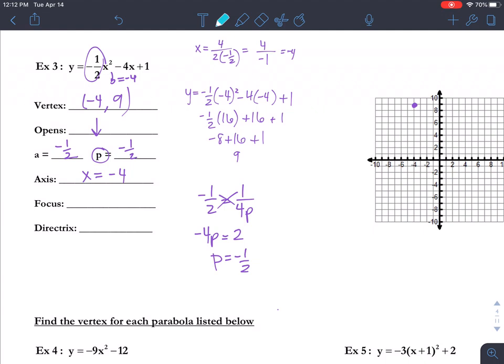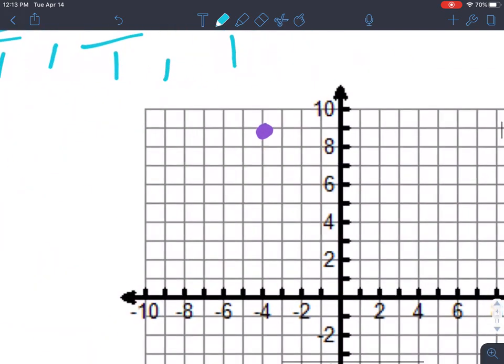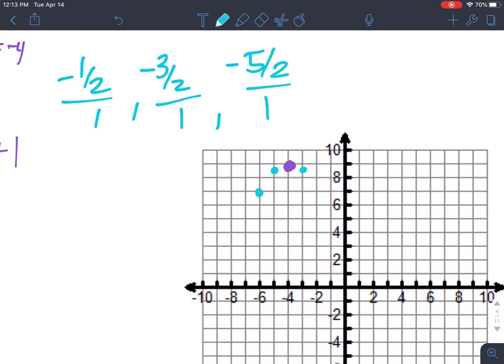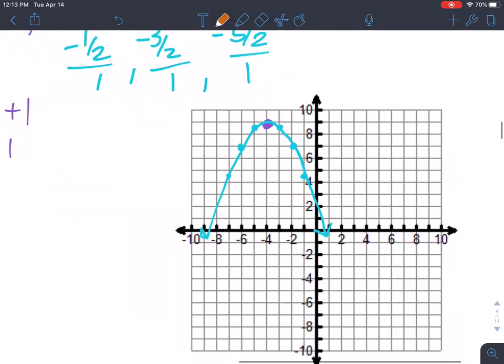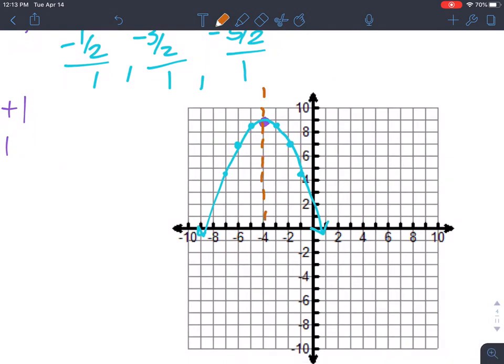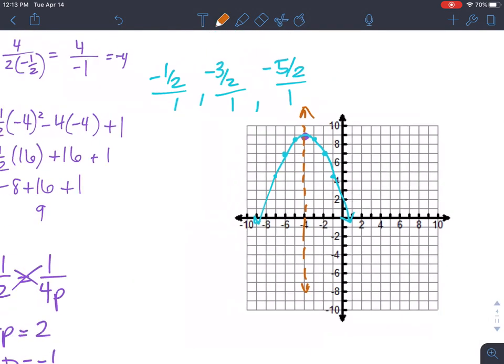Okay, and then we just have our final details to draw in. First, we need to draw our parabola. We have an a value of -1/2, so we're going to go down 1/2 over 1, down 3/2 over 1, down 5/2 over 1. So what does that look like? Down 1/2, down 1.5, down 2.5. Okay, so there's our lovely parabola. I'll draw in the axis of symmetry, which is x equals -4. Hope I wrote that down, yeah.